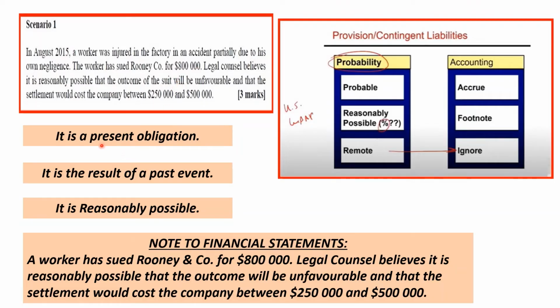So in order for it to qualify as a provision or contingent liability, after reading the IFRS, you would see that it must be a present obligation and it must be the result of a past event. And then it must be reasonably possible or probable or remotely possible.